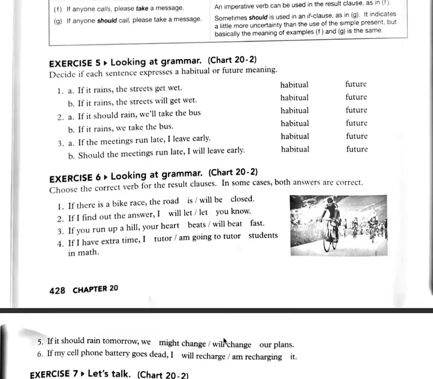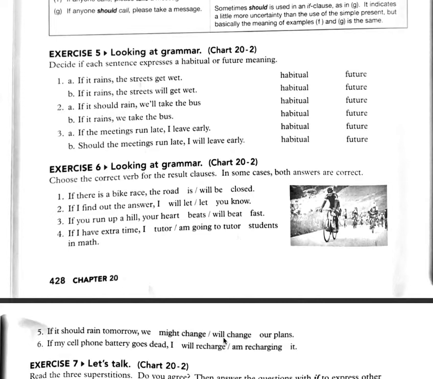Okay. Look at exercise 6. Choose the correct verb for the result clauses. In some cases, both answers are correct. Number 1. If there is a bike race, the road is or will be closed. What do you think? One or both?